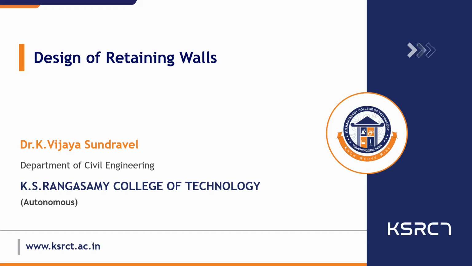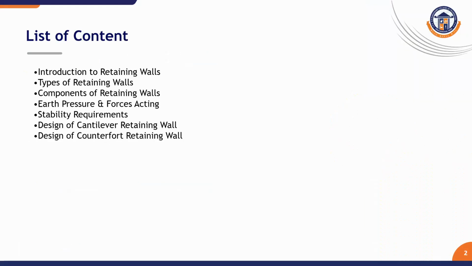Today we will be studying the design of a retaining wall, an essential structural component used to support soil and prevent slope failures in civil engineering projects such as highways, bridges, basements and embankments. In this unit, we will cover introduction to retaining wall, types of retaining wall, components of retaining wall, earth pressure and forces acting, structural requirements, design of cantilever retaining wall, and design of counterfort retaining wall. Let's start by understanding what a retaining wall is and why it is used.